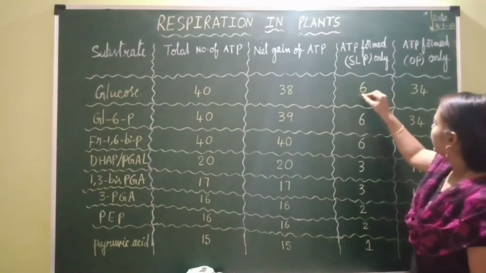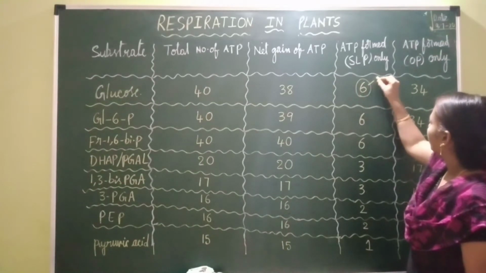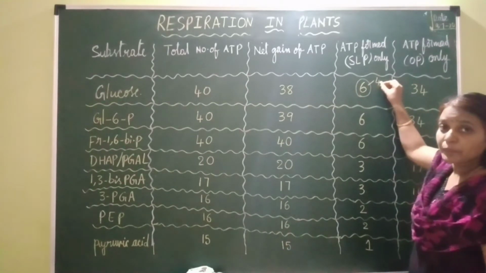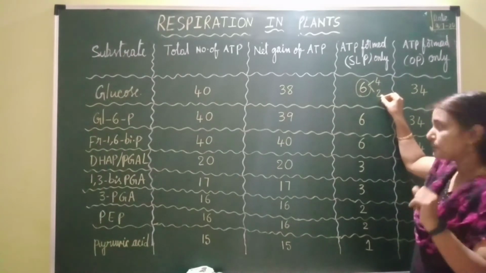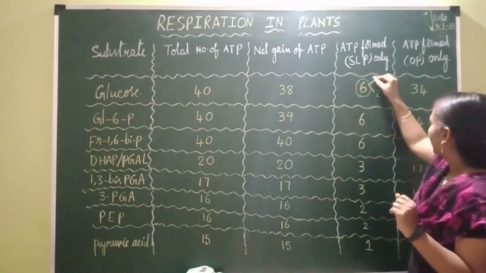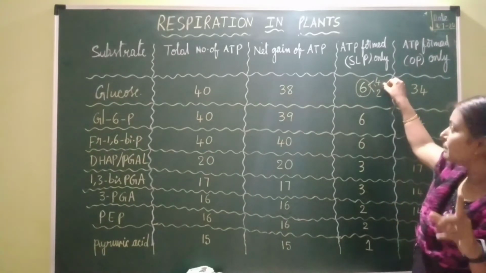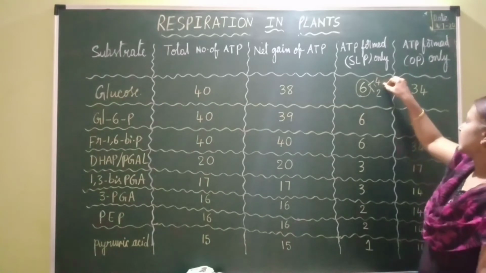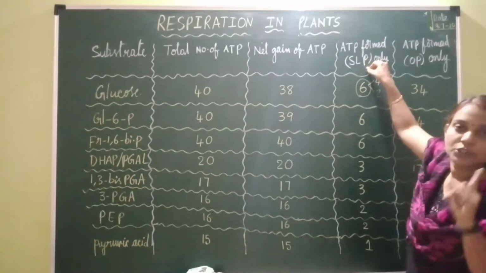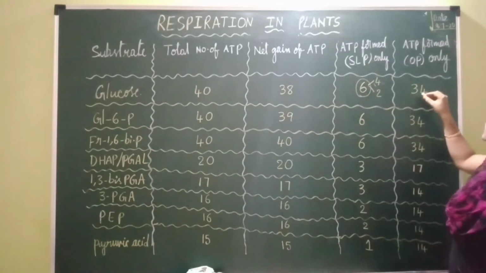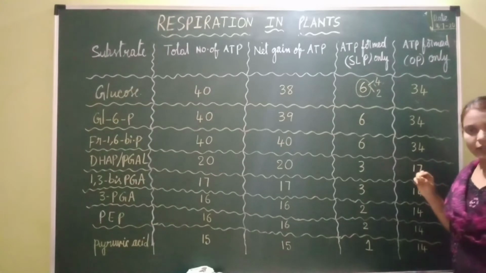So, number of ATP formed through SLP only is 6, where 4 ATPs are formed from glycolysis and 2 ATPs are formed through Krebs cycle. Among these 4 ATPs, 2 ATPs are released at 7th step and 2 ATPs are released at 10th step through SLP. That is nothing but substrate level phosphorylation or direct formation of ATP. Now coming to ATP formed through OP only, oxidative phosphorylation only.